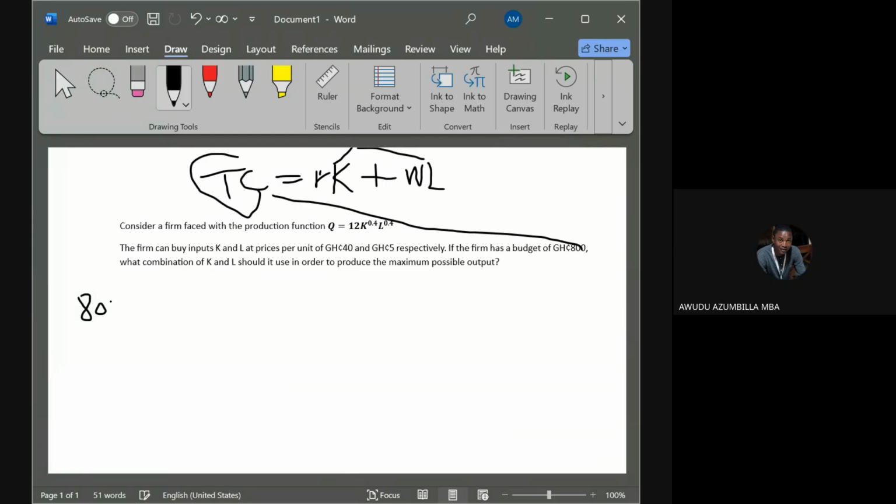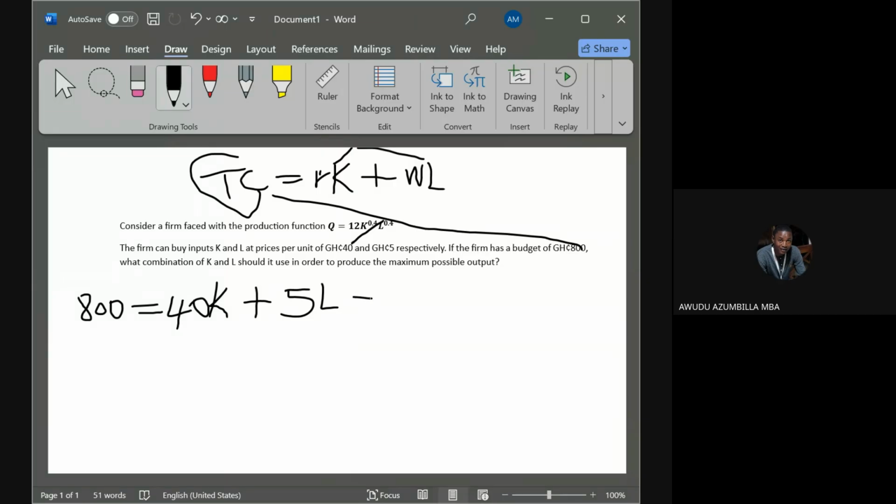Then 800 is equal to how much the firm is going to spend on the price of capital. The price of capital was given as 40 in the question. So in place of the R, you put 40 there, so 40K. The K is not given; that is what we are coming to find out. Plus the price of labor, which is given as 5, so plus 5L.